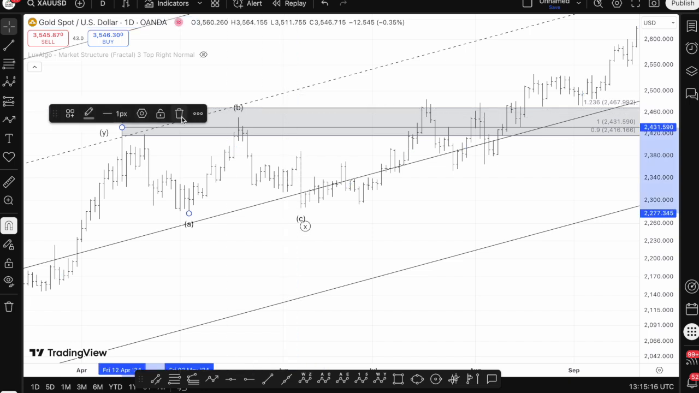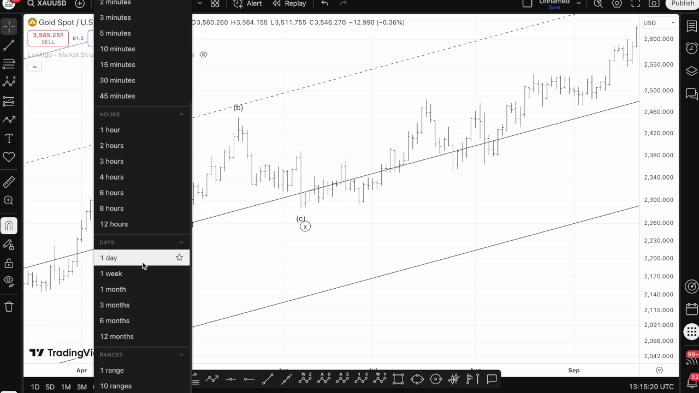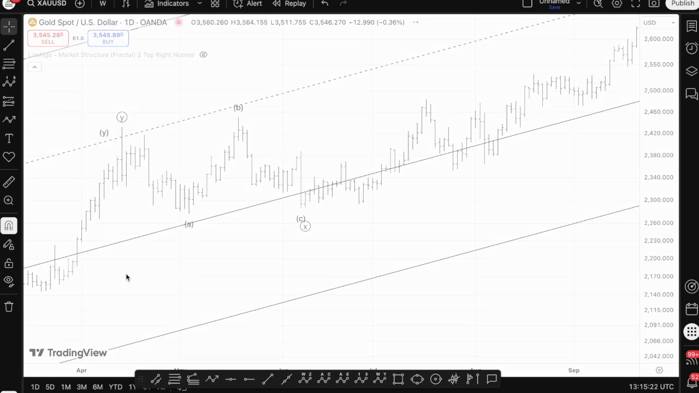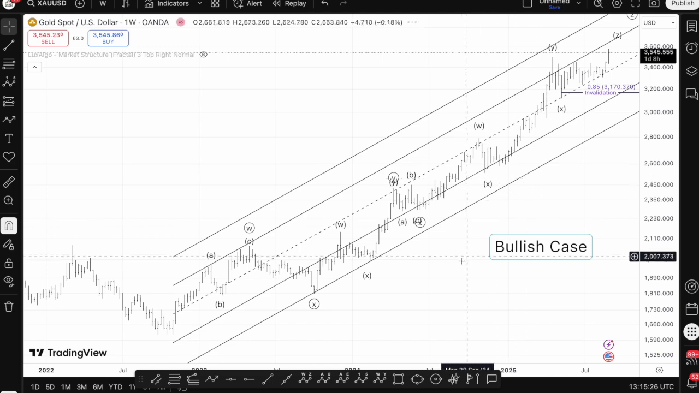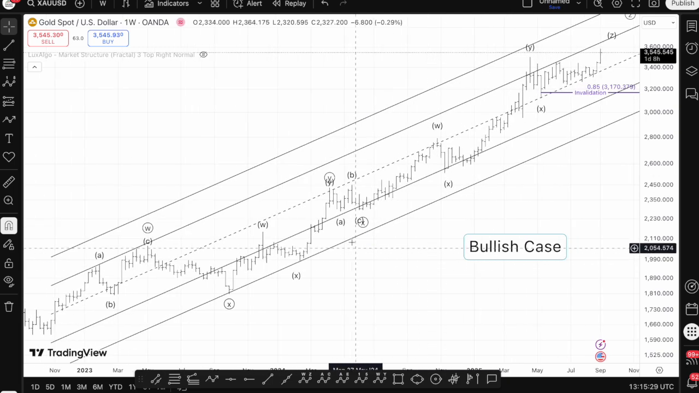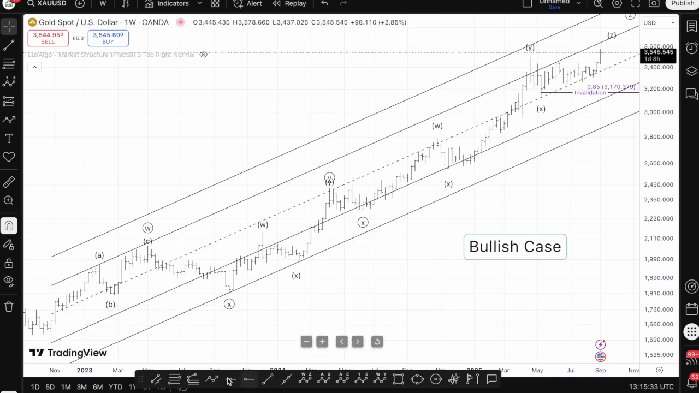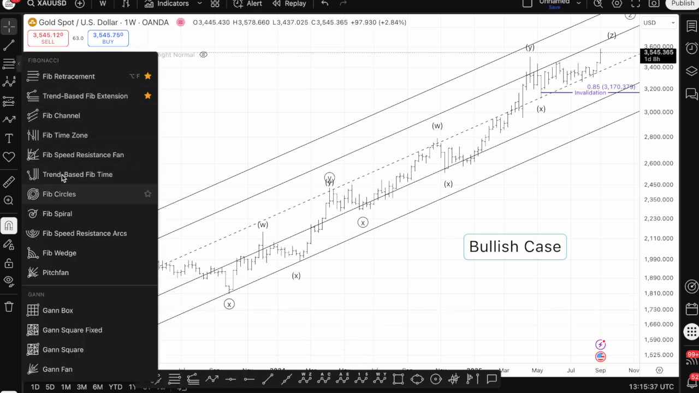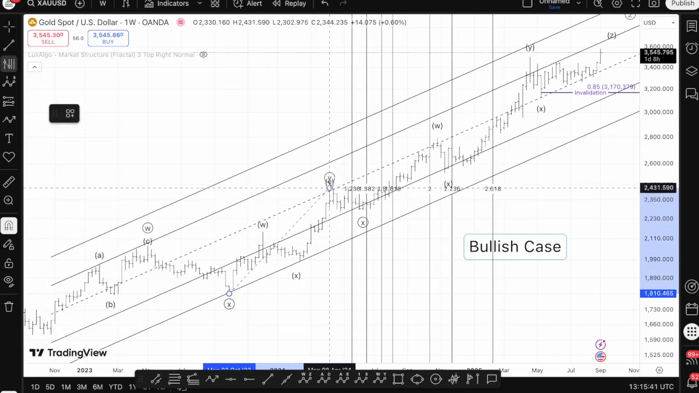In terms of the fib levels, we talked about it. I'm going to switch back to the weekly chart so we can talk about time fibs for this leg as well. So it's absolutely clear why I'm counting it like that. I'm going to delete this right here. And when it comes to fib levels, let's switch back to fib time zones right here.